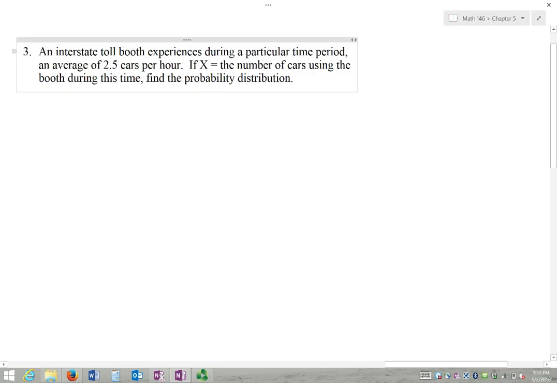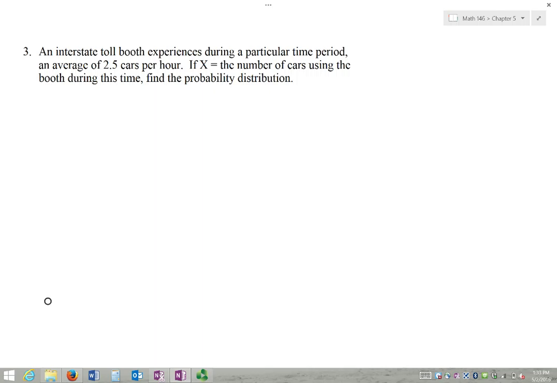An interstate toll booth experiences, during a particular time period, an average of 2.5 cars per hour. If X is the number of cars using the booth during a 1 hour period, find the probability distribution. Okay, so there's not a whole lot of information given here.